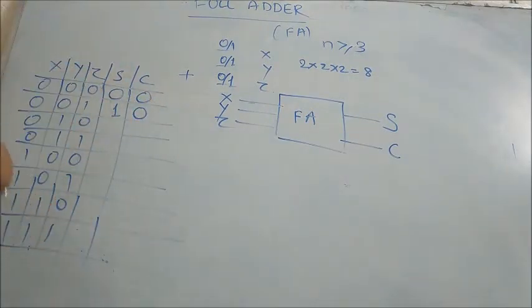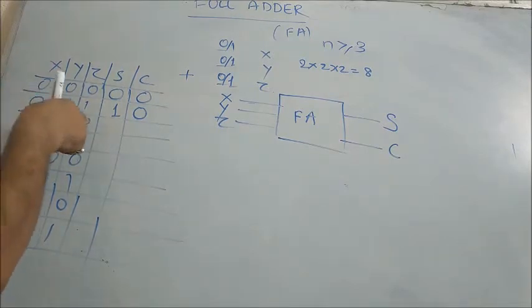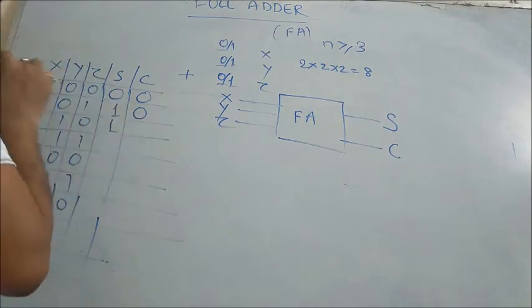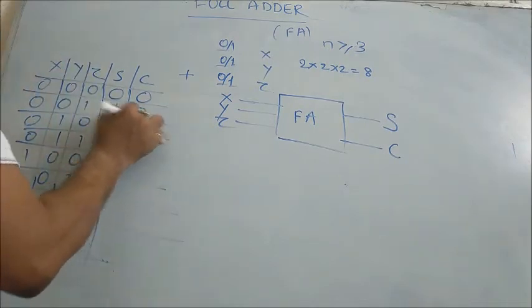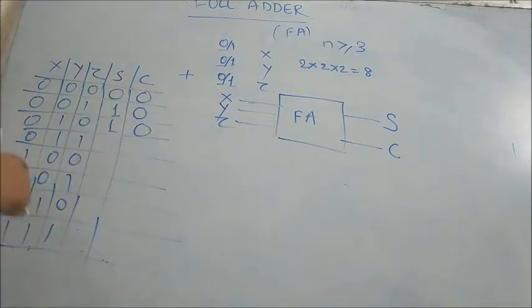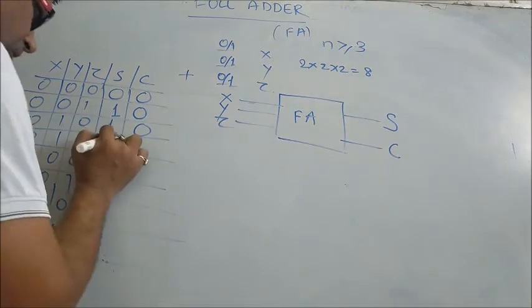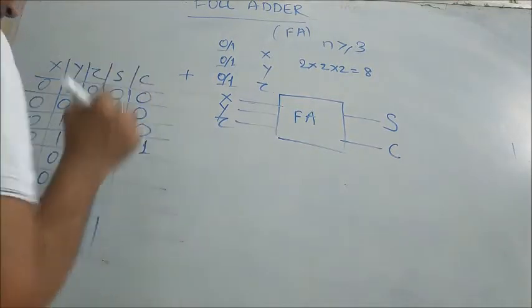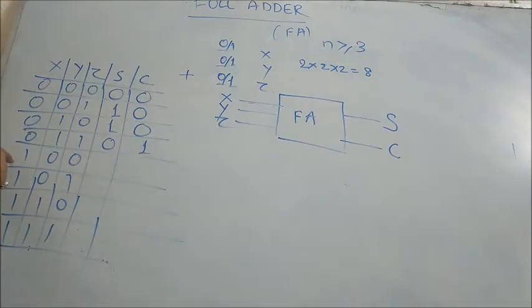Let's talk about the third one. 0 1 0. That is 0 plus 1 is 1, and 1 plus 0 is again 1. 1 will be the sum and again carry will be 0. Let's talk about the fourth case. 0 1 1. 0 plus 1 is 1, 1 plus 1 is 0, you carry 1. Next one is 1 0 0.